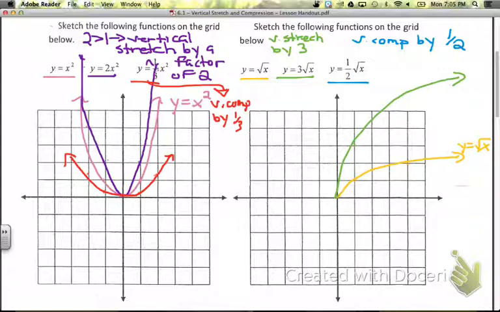So (0, 0) is going to stay as is, as (0, 0). Our point (1, 1) is now going to become (1, 1/2). And our point that is here at (4, 2) is now going to become (4, 1). And we can connect those and label y equals a half root x. And that is our function graphed.